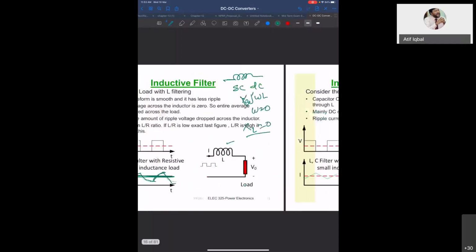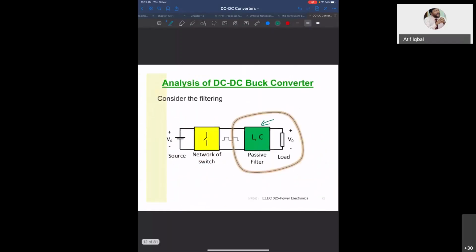And that was shown here as the block, that you have a switching network and you have a filter. It is called a passive filter because you are using L and C. There is also an active filter, if you are using MOSFET and IGBT to filter out the ripple. That active filter is not part of this course. It's only the passive filter.